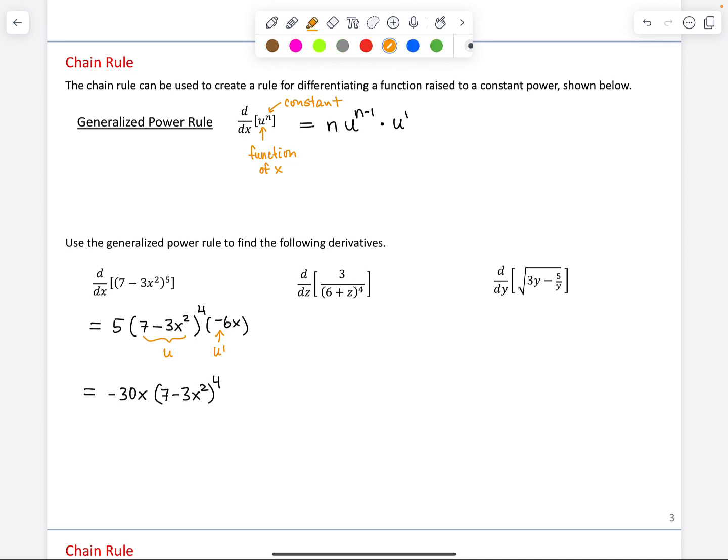Now in this next case, z is the independent variable, so there's our z right there. I do see a function raised to a power 4. It's in a denominator, and then there's a constant 3 up here in the numerator. We'll want to rewrite this. We'll bring up the 6 plus z next to the 3, but with a negative 4 power. And of course, I have not yet differentiated, so I need to either put a d/dz in front of this or just put a prime out here.